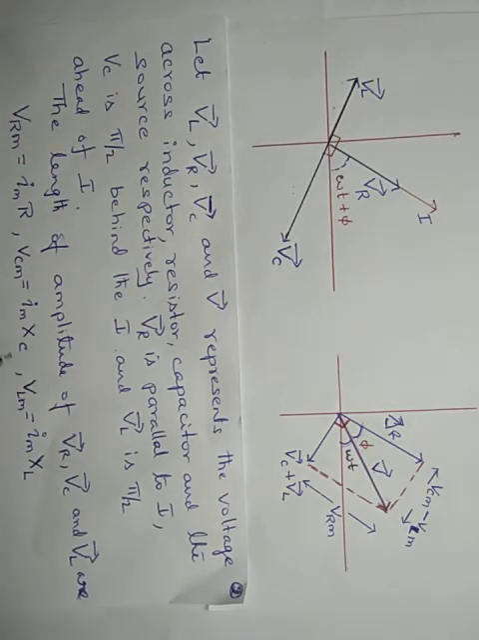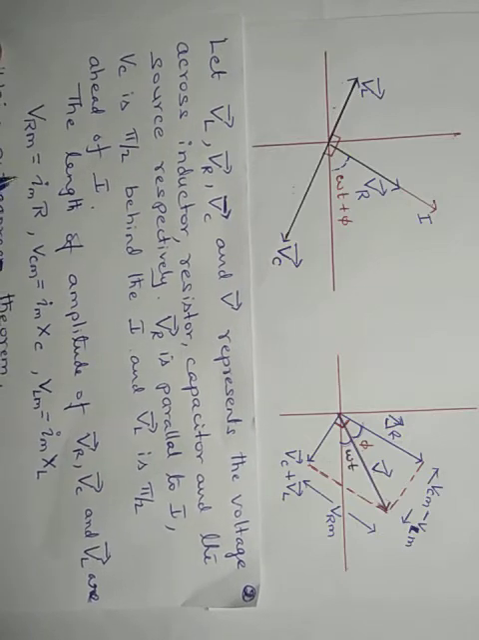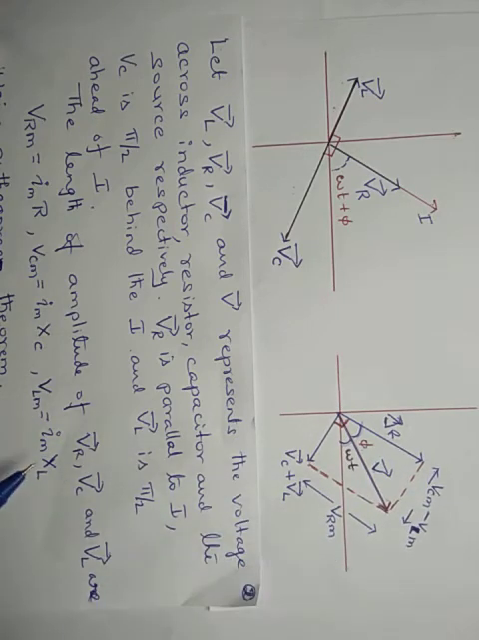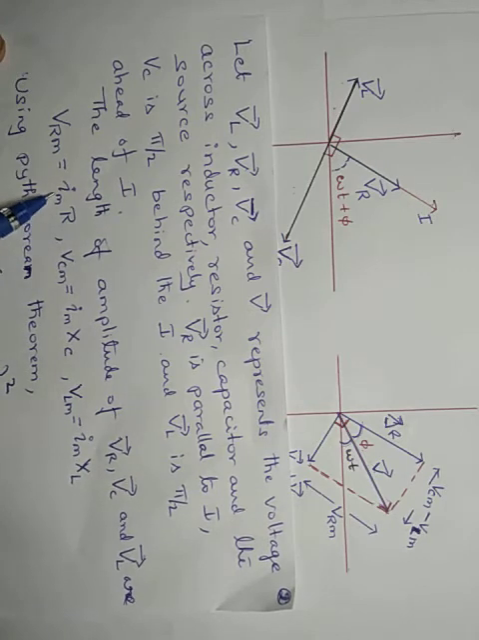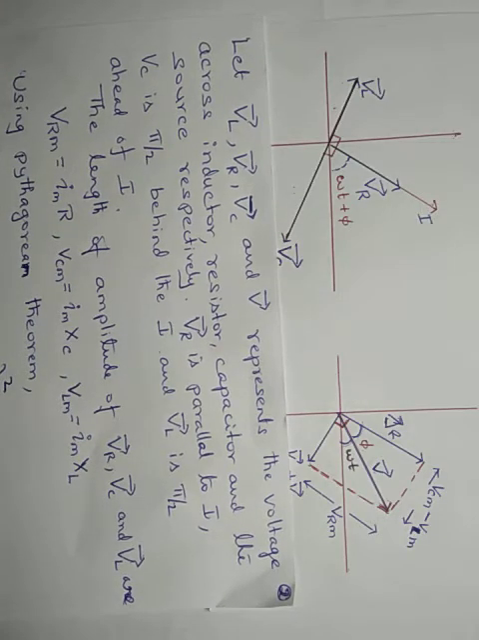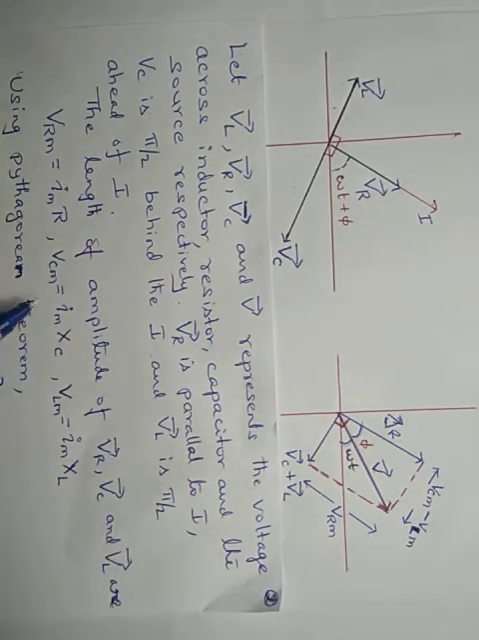The amplitudes of VR, VC and VL are Vrm. The length of VR is Vrm, which we can write as Im into R, that is the amplitude of the current, Im into R. Similarly, the length of VC we can write as Vcm, that is, Im into Xc.